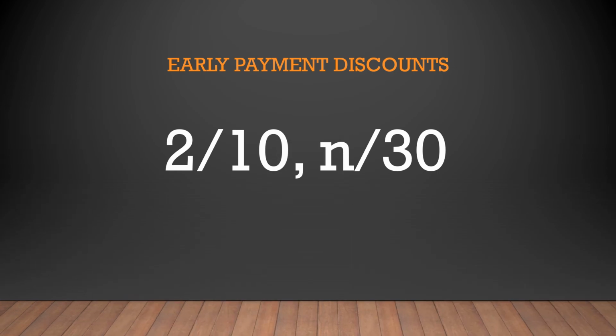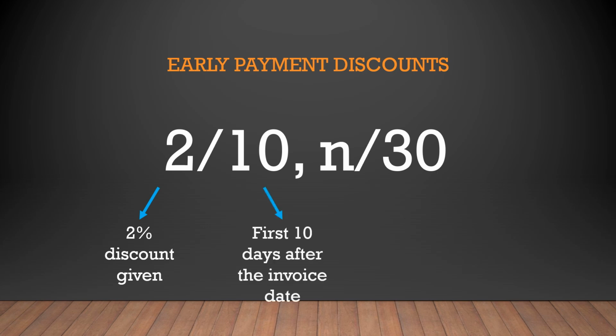Just like with purchases, any early payment discounts will impact the amounts booked in our journal entries. The good news, these terms mean the exact same thing to the seller as they do to the buyer. Under the credit terms 2/10 net 30, the seller is offering a 2% discount off the gross purchase price if it receives payment within the first 10 days after the invoice date. If not, the buyer must pay the full gross amount within 30 days.